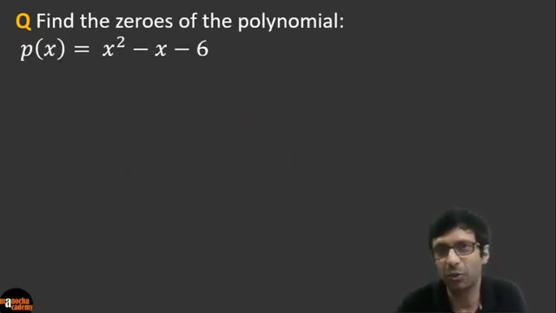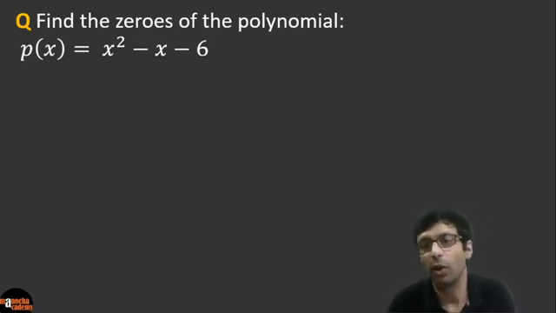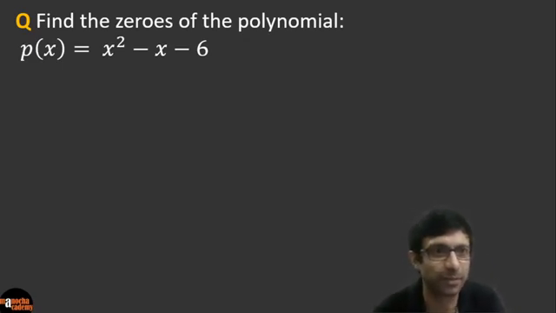Now try this question, guys. Find the zeros of the polynomial, where the polynomial can be given as px. We denote it by the symbol px. So the polynomial given to us is x square minus x minus 6. Okay. So guys, can you see this is a quadratic polynomial because the degree is 2. So find the zeros of this polynomial. Come on, I want all of you to try this question.